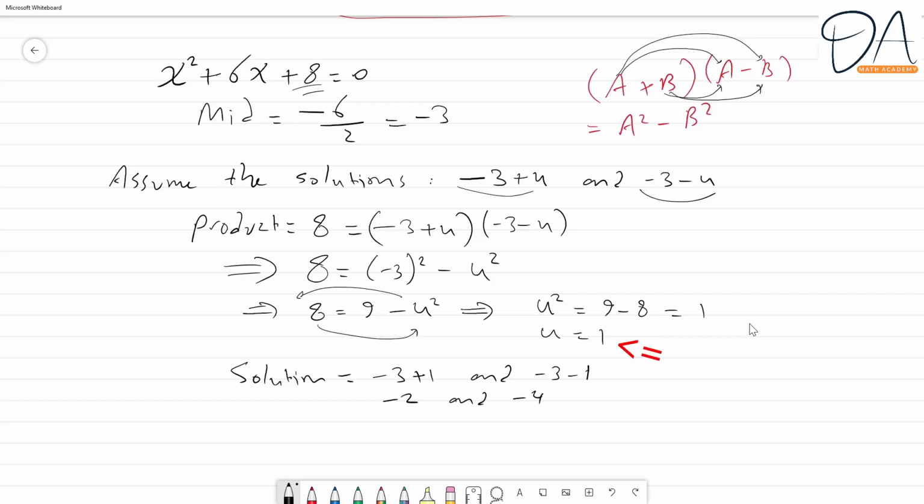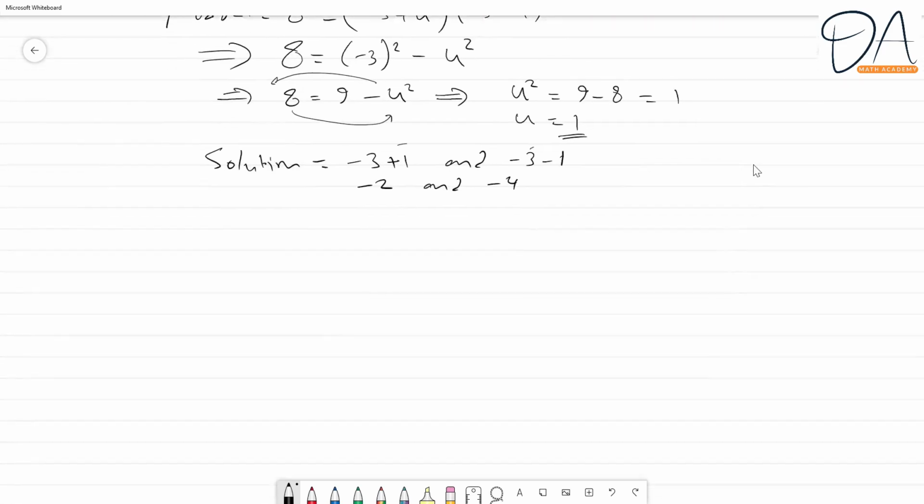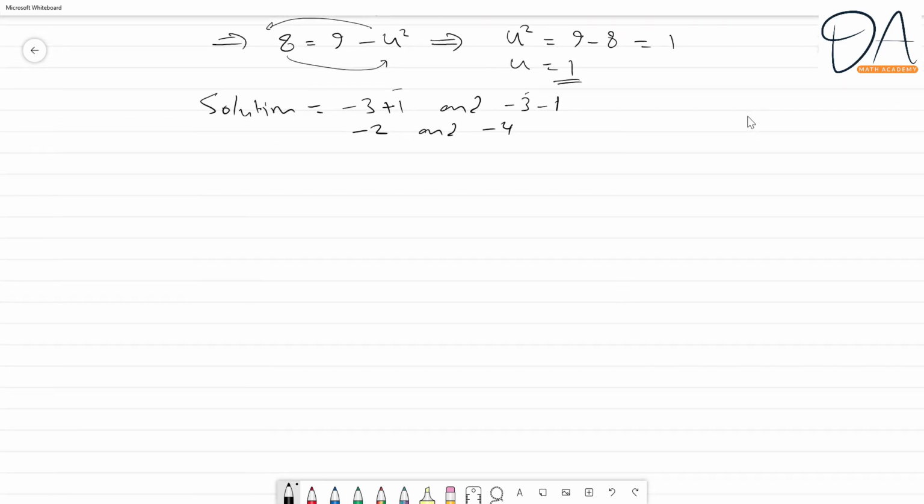If you took here minus 1, then what will happen is that you'll get minus 3 plus minus 1, which will give you minus 4. And here we get minus 3 minus minus 1, which will give you again minus 2. So you can see it doesn't matter whether you choose the positive root or the negative root. Both will lead to the same answer. Okay, let's look at another example.